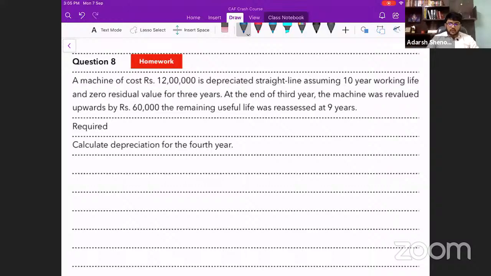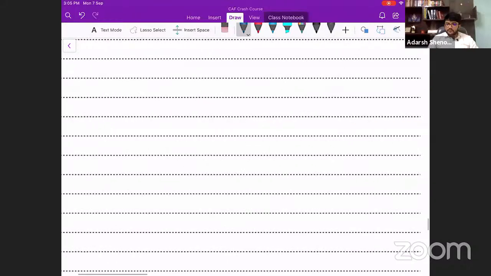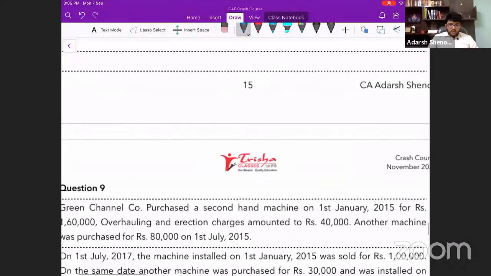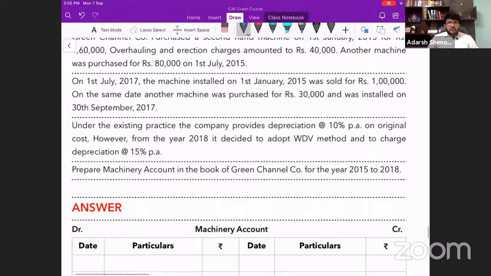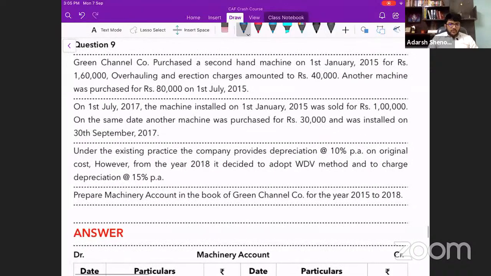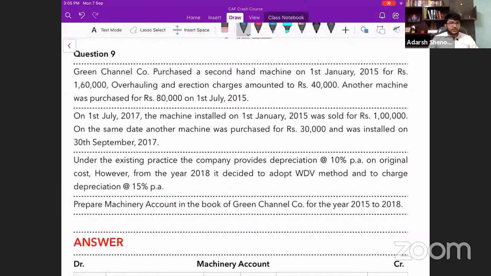Okay. Now, change in method of depreciation. Yes. What we'll do is we'll take a quick 5 minutes break, and after the break at 3:10 sharp, I will start.